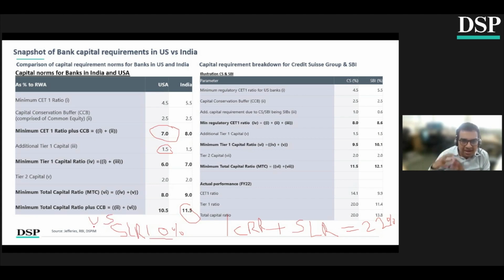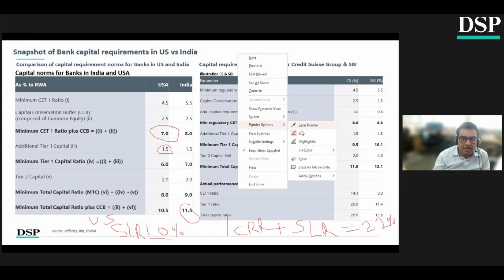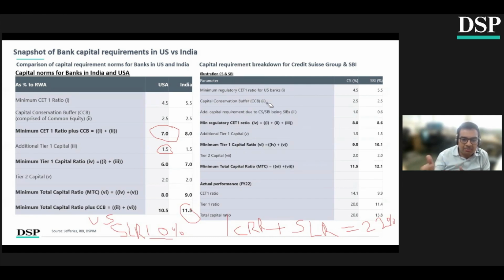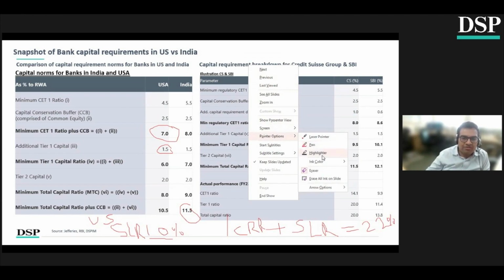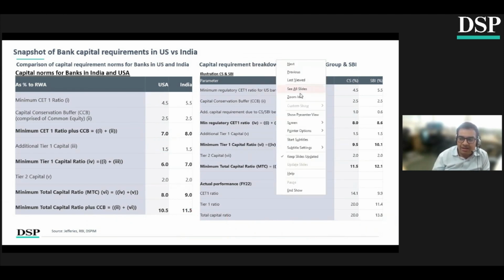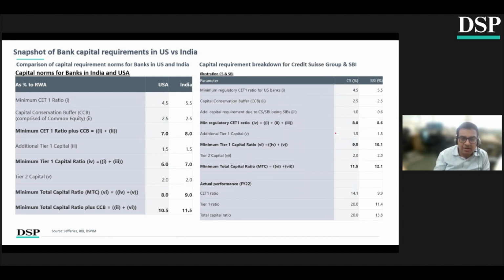So again, the balance sheet is far more insulated from a liquidity standpoint, and we'll see that I've given a comparison here, which shows how the capital structure and the requirements are between the two banks. So I've taken Credit Suisse and SBI. Both banks are important: Credit Suisse is obviously a globally systemically important institution, and SBI is a domestically systemically important institution. So you can see that despite that, SBI has a higher capital requirement compared to Credit Suisse in terms of the equity base and the overall capital base.